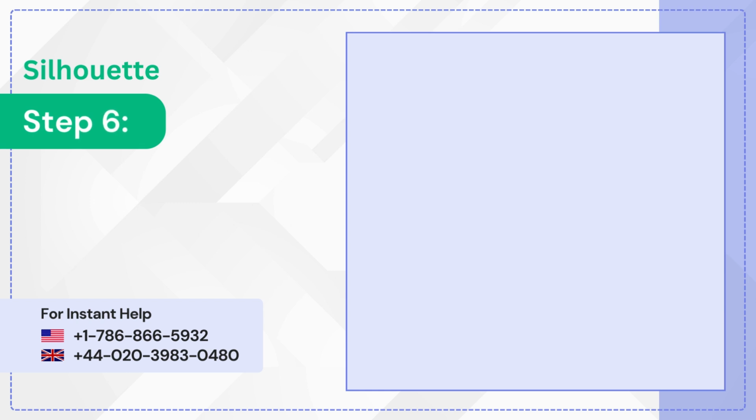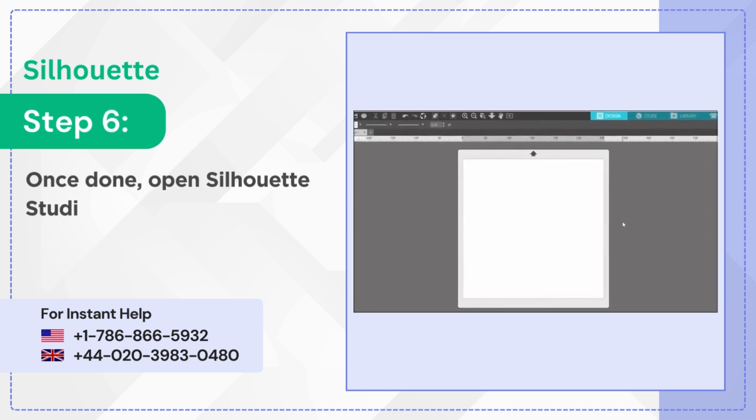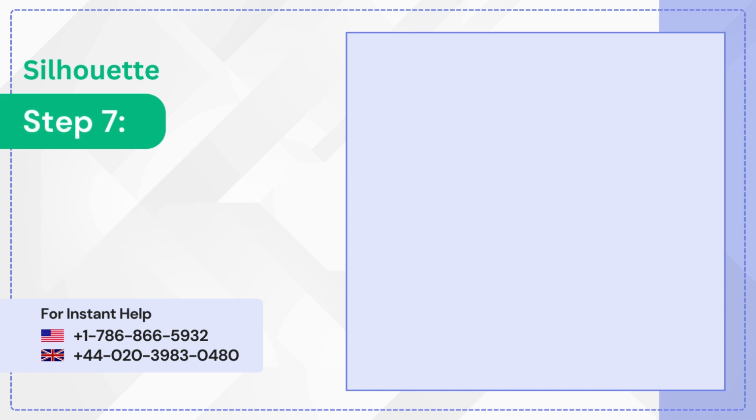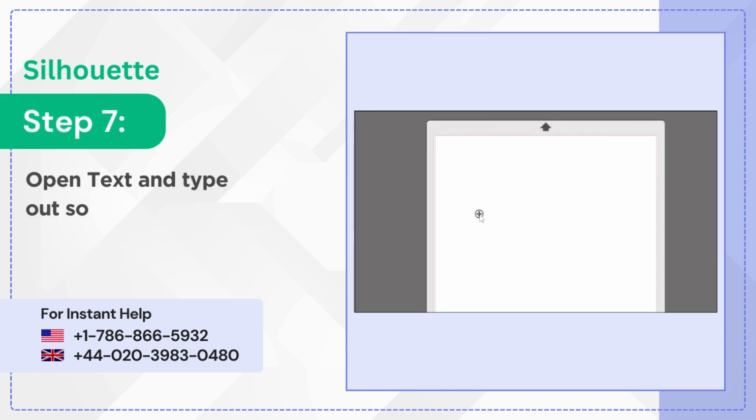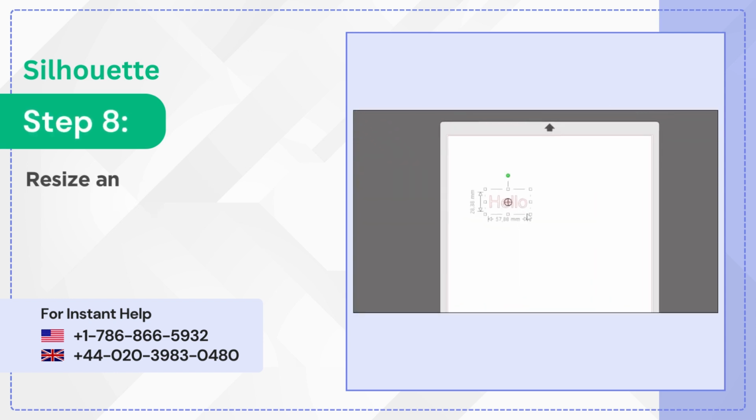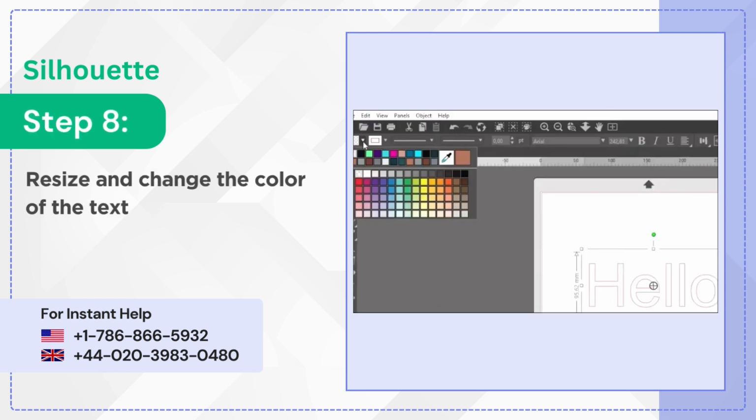Step 6. Once done, open Silhouette Studio and wait for about 2 minutes for the font to populate. Step 7. Open text and type out some text. Step 8. Resize and change the color of the text as required.